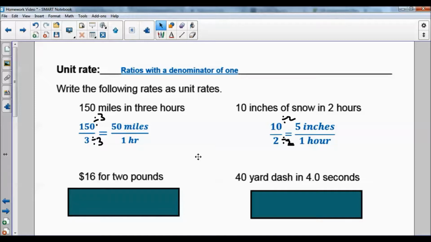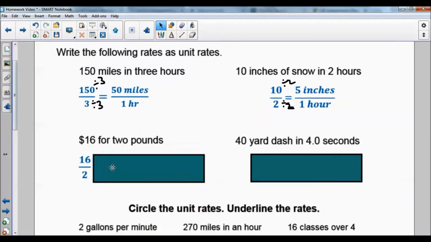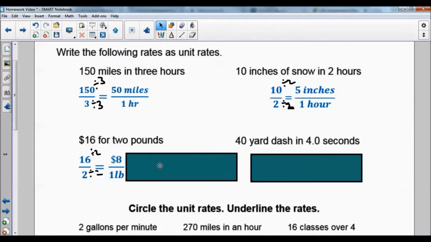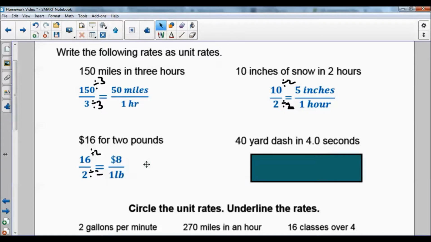Okay. For $16 for 2 pounds, again, we would set it up as a fraction, 16 over 2. Okay, we want to get the denominator of 1 again, so we're going to divide the top and the bottom by 2. Okay, when we do that, we'd have 1 on the bottom, and then 16 divided by 2 is just 8, so you would have $8 for 1 pound. In case you didn't know, LB is the units for pounds, and you're going to see that a lot in this unit.